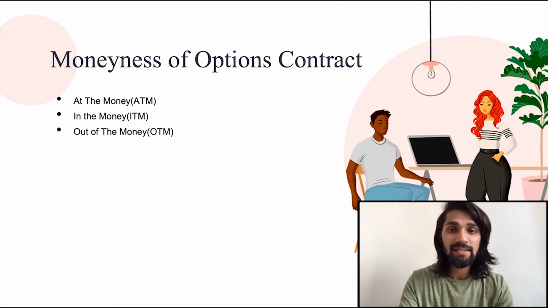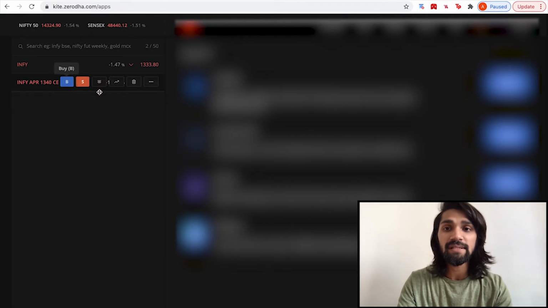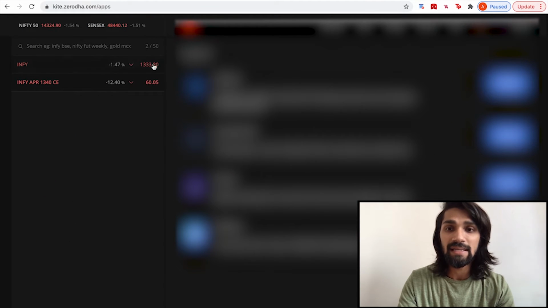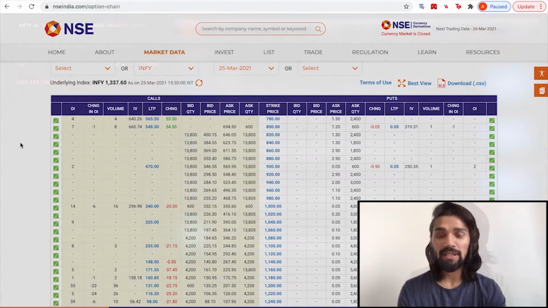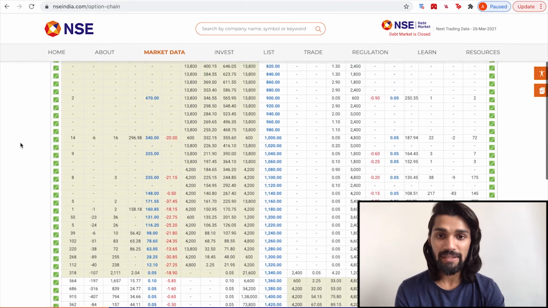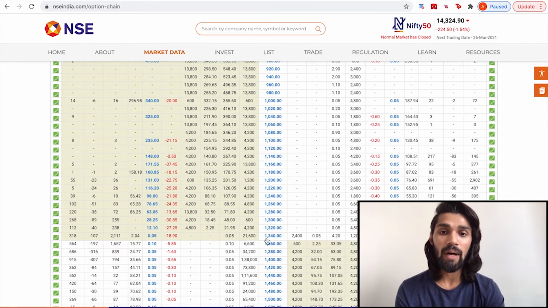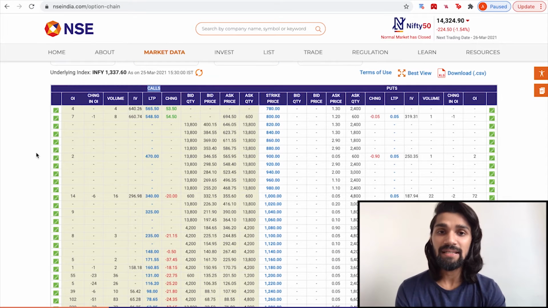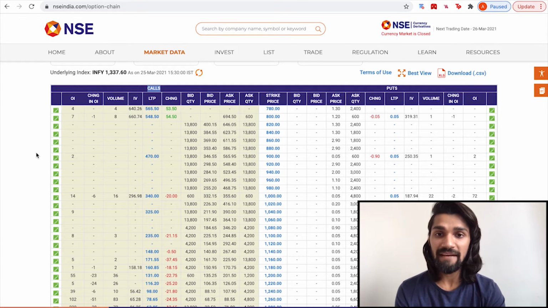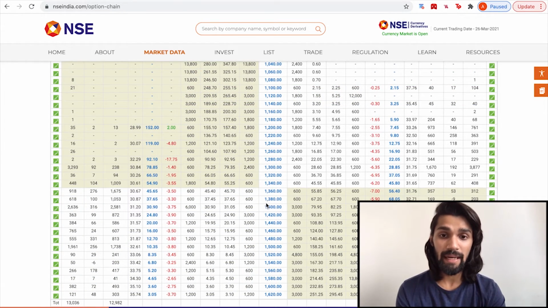All right. So this has 3 constituents: at the money, in the money, and out of the money. As you can see, Infosys right now is 1333. So let's go back to our option chain, and if you see here, the closest strike price to LTP is 1340. So this would be your ATM, or at the money. Let's understand the option chain properly. The left side are your call options and the right side are your put options. So 1340 is your ATM.